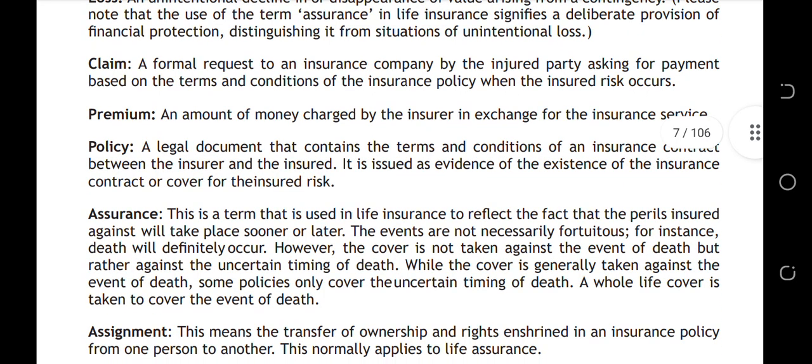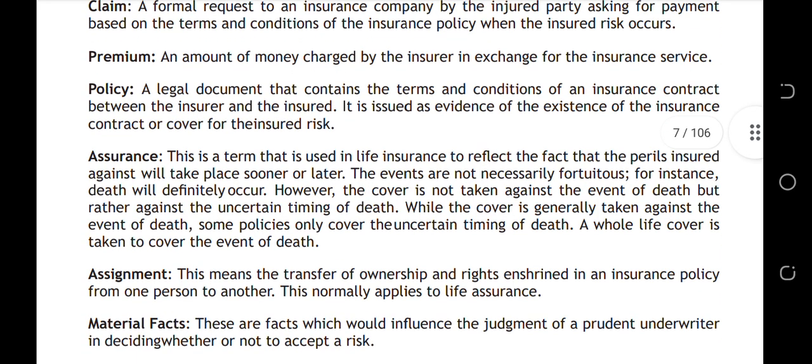Let's talk about the policy. A policy is a legal document that contains the terms and conditions of an insurance contract between the insurer and the insured. Yeah, a legal document that contains the terms and conditions.